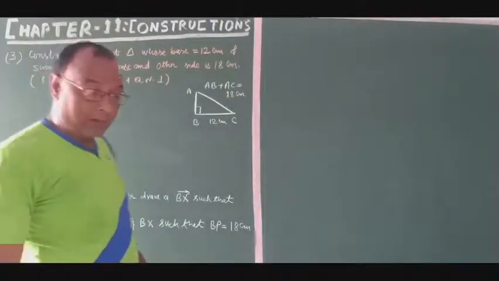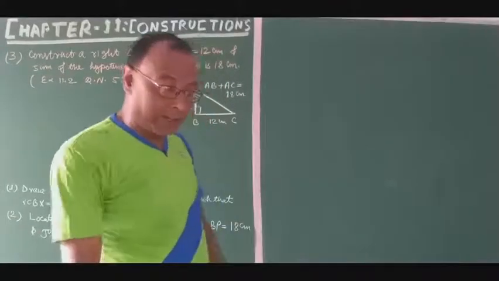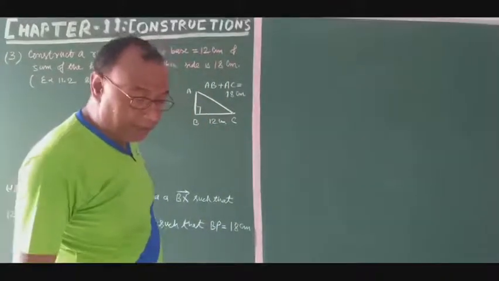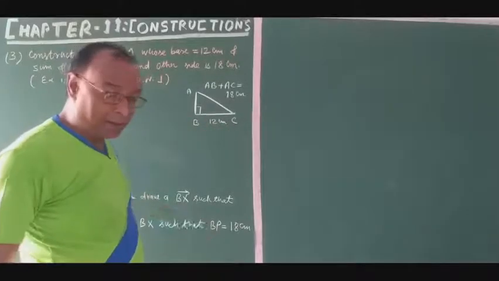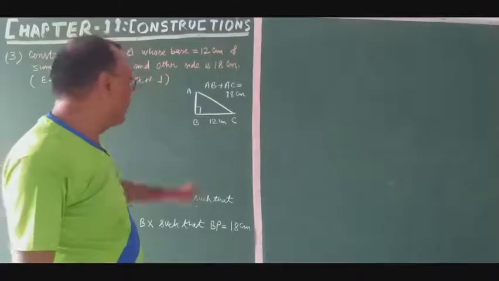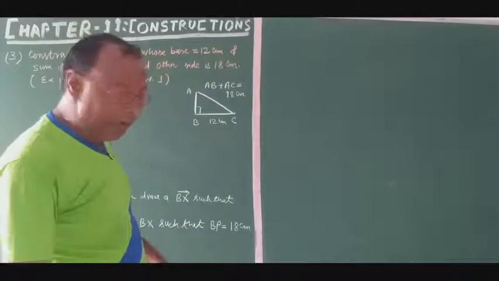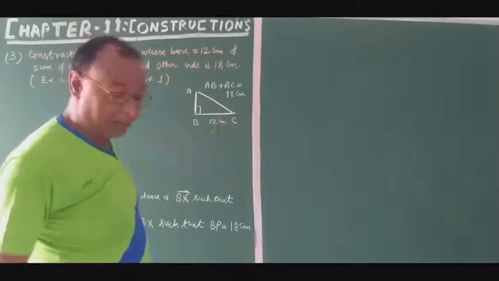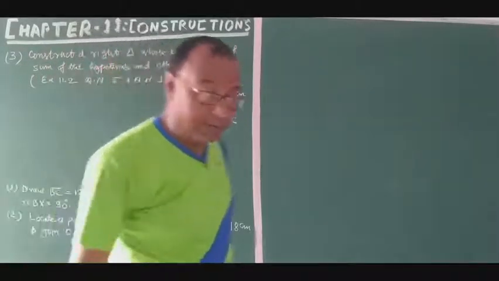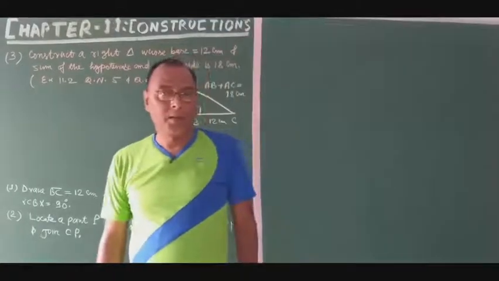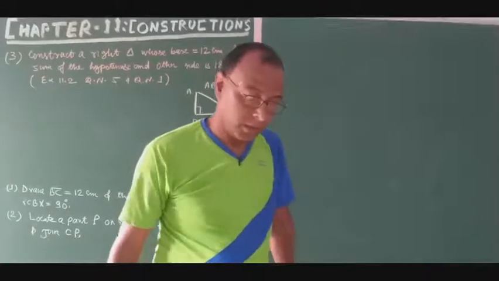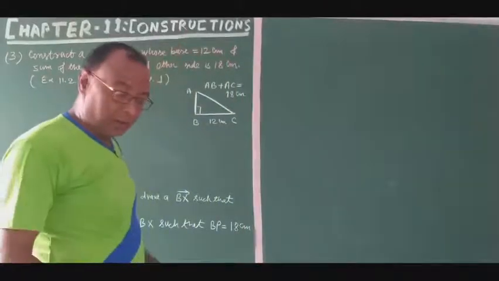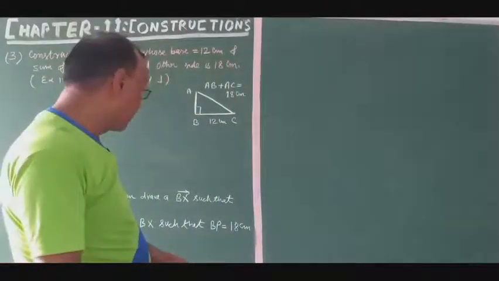Now just look at what is question number 1 of this exercise. Construct a triangle ABC in which BC is given. This BC is given 7 centimeter, this angle B is given 75 degree, and AB plus AC is given how much? 10 centimeter there. So both are the same questions. The values are changed. So how we will construct this?